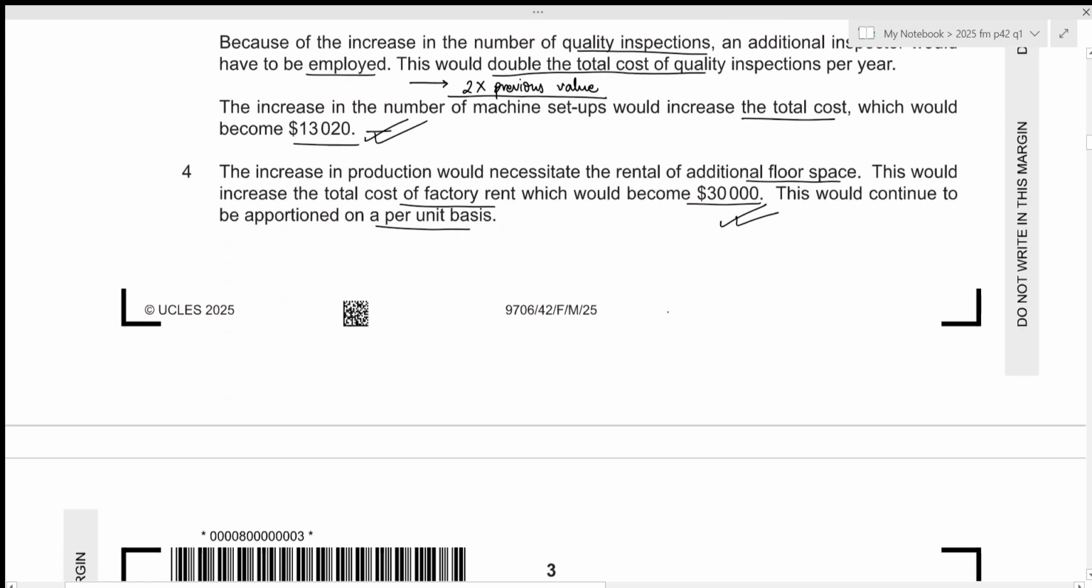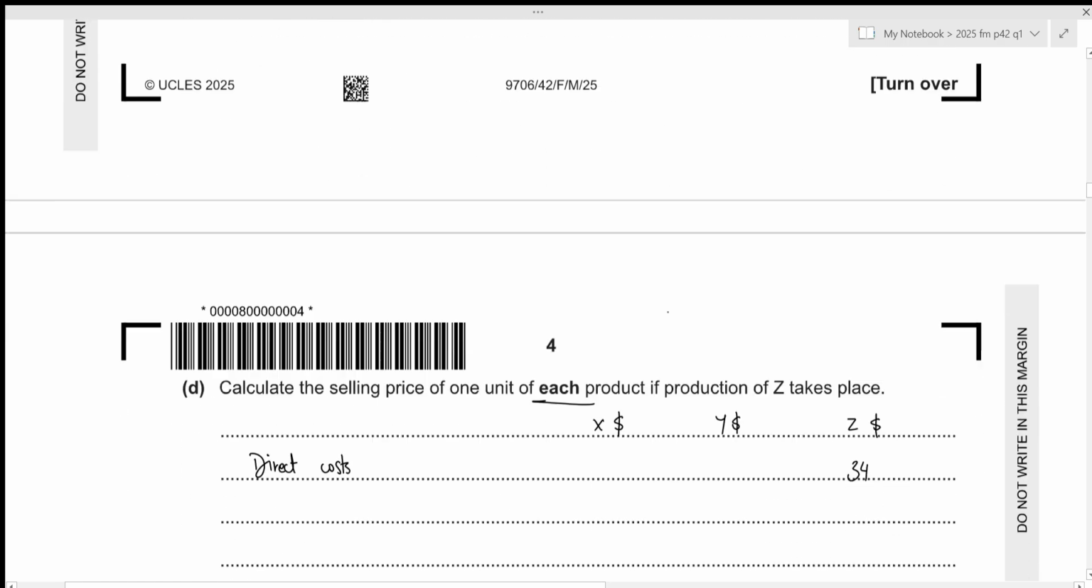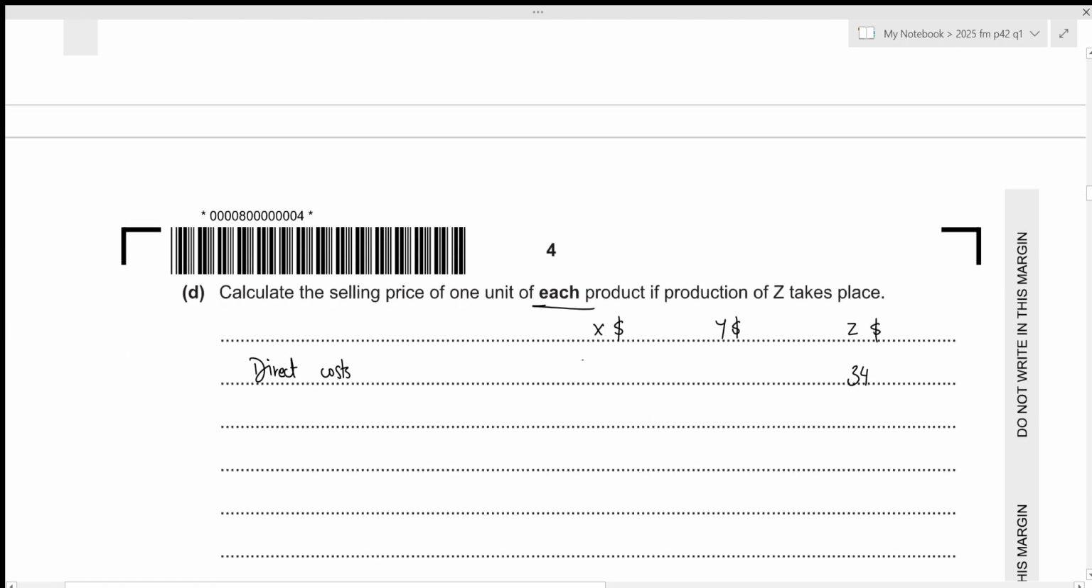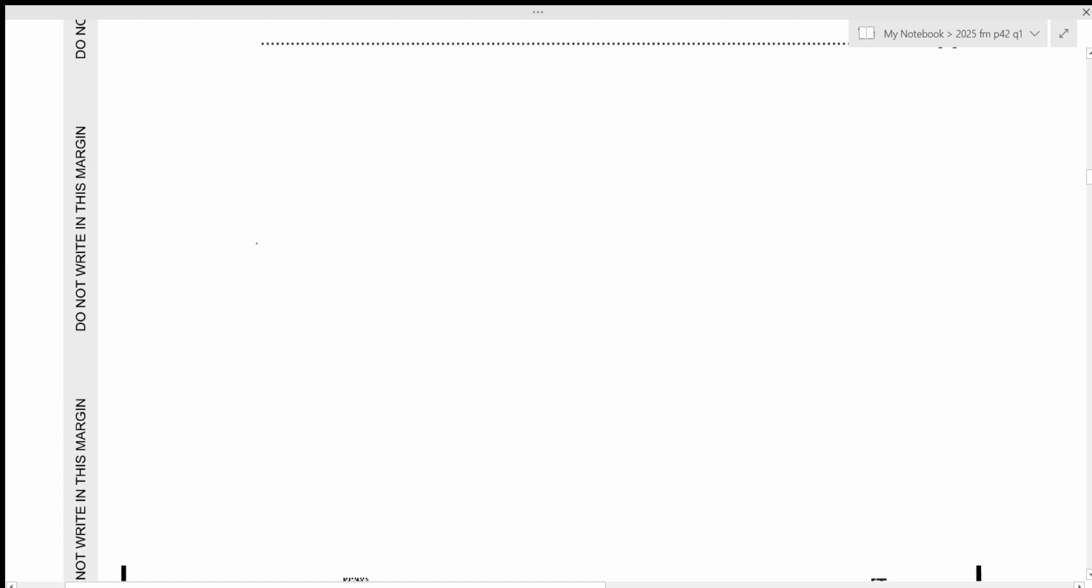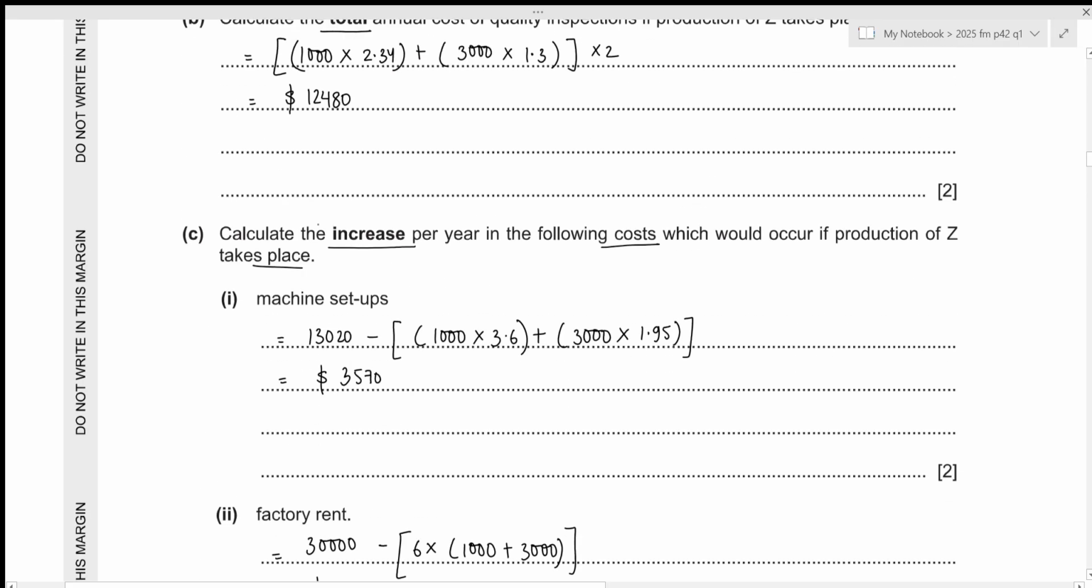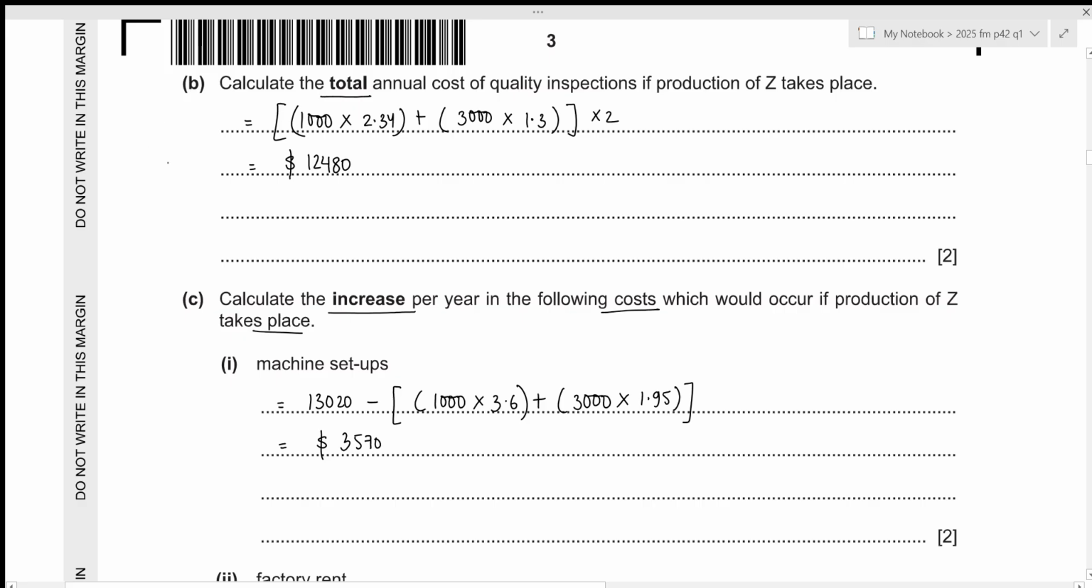Let's write it down. So that's 36 and 41. Now we can divide our overheads. So the very first overhead we had was the quality inspections. Now I'll just do my workings right here. So I have quality inspections. And we need to take the new total for our quality inspections, which we've calculated right here.